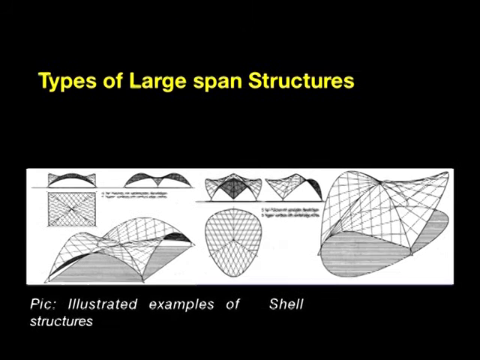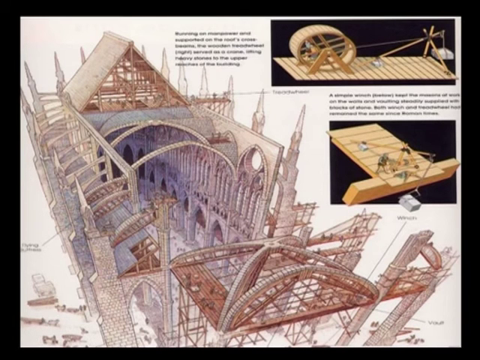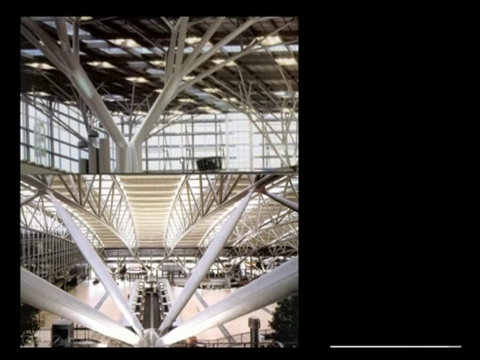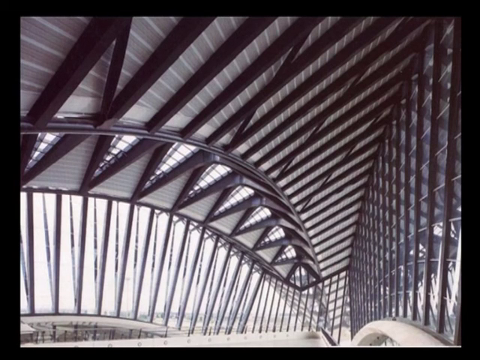Then we have shell structures, which are again used to span large areas. We have come from spanning large areas by arches in early cathedrals to spanning larger areas by forms such as this, to great span structures, interesting steel structures.